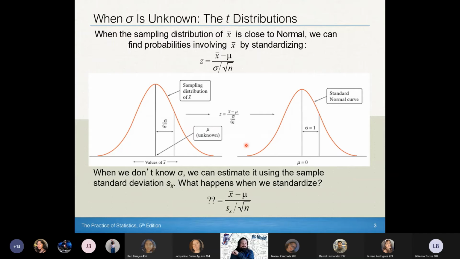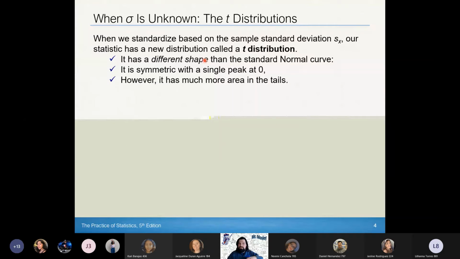When we don't know sigma, we can estimate it using the sample standard deviation S sub x. What happens when we standardize? What is this thing now equal to, because it's not z anymore? We get a t-distribution. When we standardize based on the sample standard deviation S sub x, our statistic has a new distribution called a t-distribution. It has a different shape than the standard normal curve. It is symmetric with a single peak at 0. However, it has much more area in the tails.